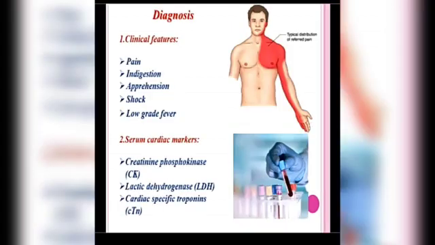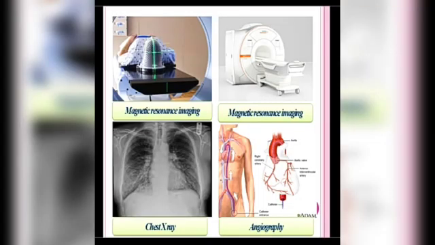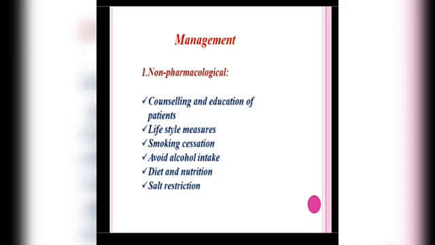nausea, vomiting. Now the next is diagnosis, with clinical features shown as below: pain, indigestion, apprehension, shock, low-grade fever, and serum cardiac markers, which can be CK, LDH, and cardiac specific troponins. Now the next is the imaging for diagnosis, that can be MRI, CT, chest X-ray, and angiography.